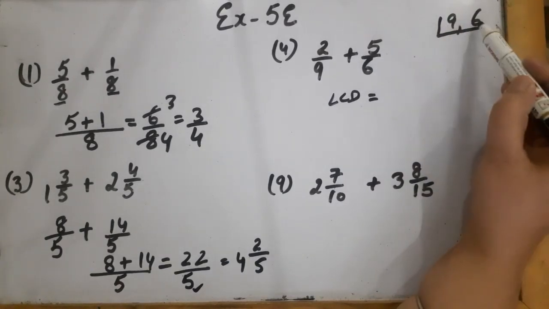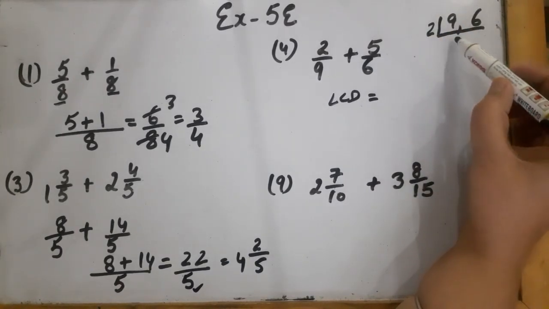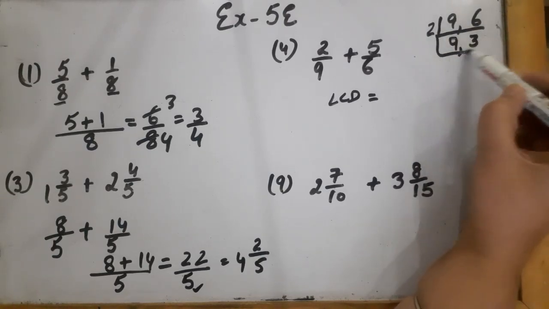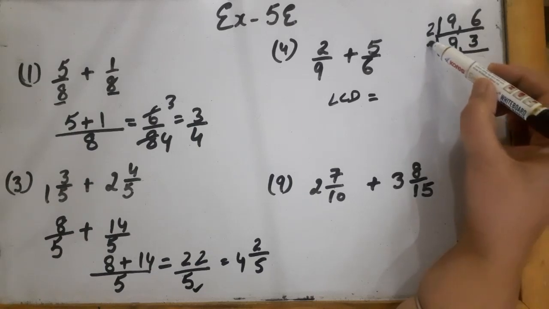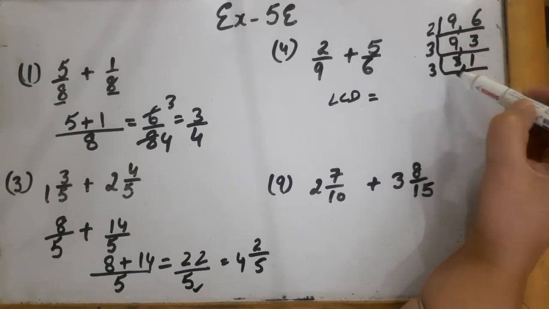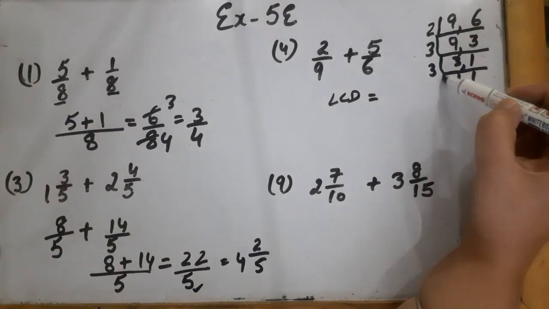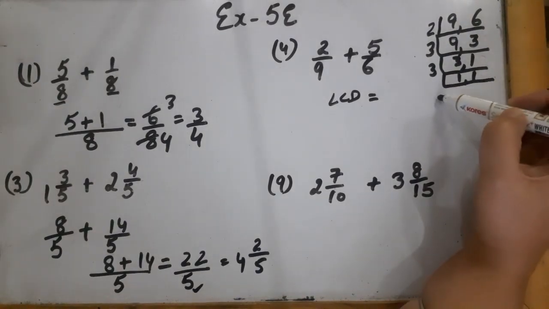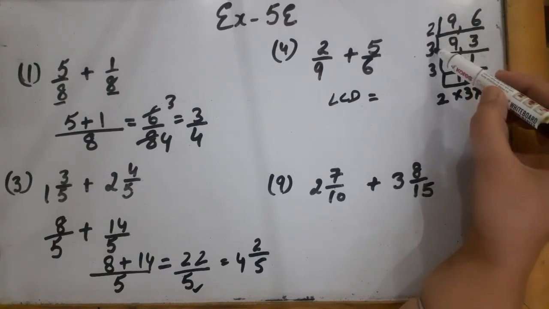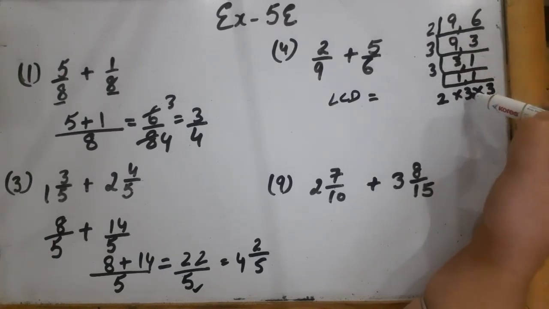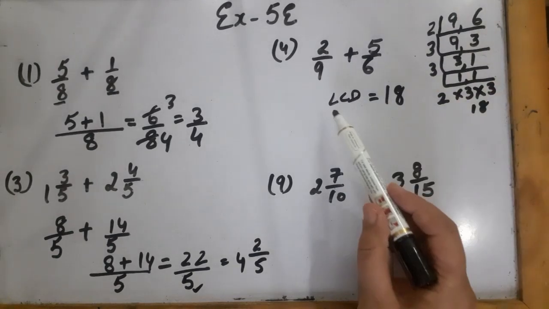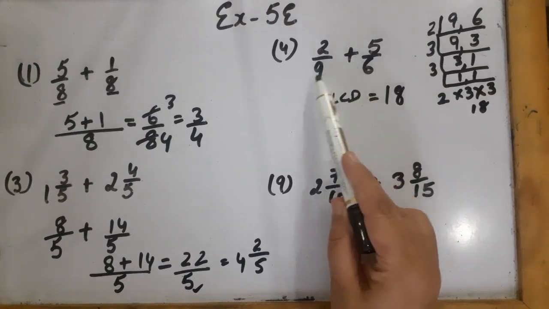So you can see this 6 can be divided by 2, so 9 remains the same. 2 3s are 6. Now both of these can be divided by 3. 3 3s are 9, 3 1s are 3, and 3 1s are 3. So you have to continue this till you get 1 at the end. So what will be my LCM? 2 multiplied by 3 multiplied by 3, 18. So my LCM is 18, which will be the least common denominator for both of them.